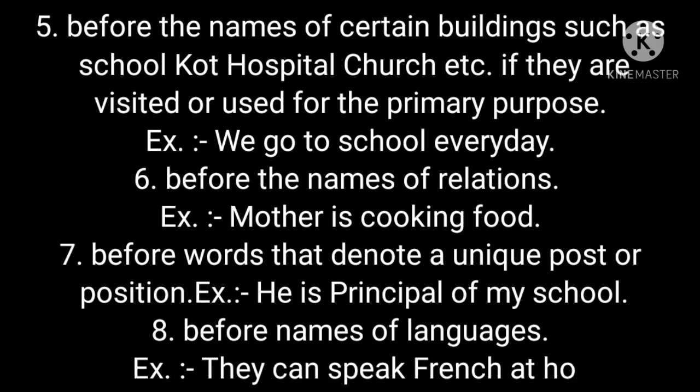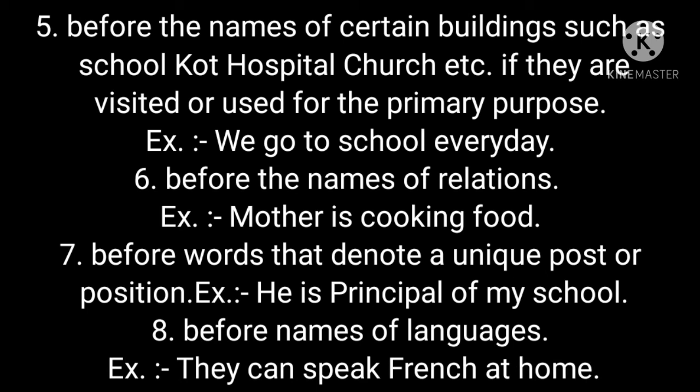Sixth, before the names of relations. For example, mother is cooking food. Now here it is showing a relationship, that is mother. So we will not use any article before mother. Next, before words that denote a unique post or position. For example, he is principal of my school. Now, principal denotes a position or a post. Okay, so we will not use an article here.